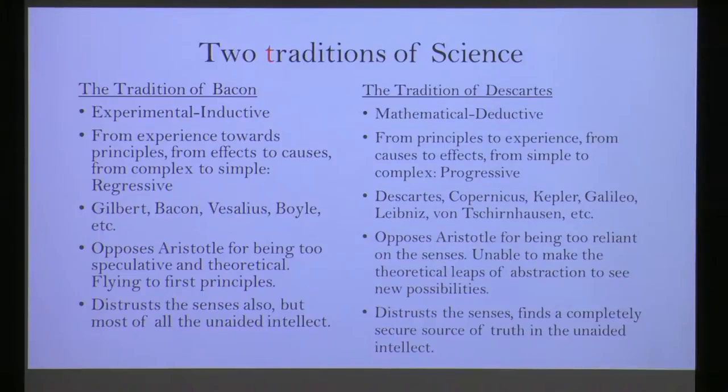And so we could say there is, generally speaking, a tradition of Bacon, carried through and made popular by Francis Bacon. And this is often today called empiricism, or I would prefer to call it the experimental inductive tradition. The two elements there, right?